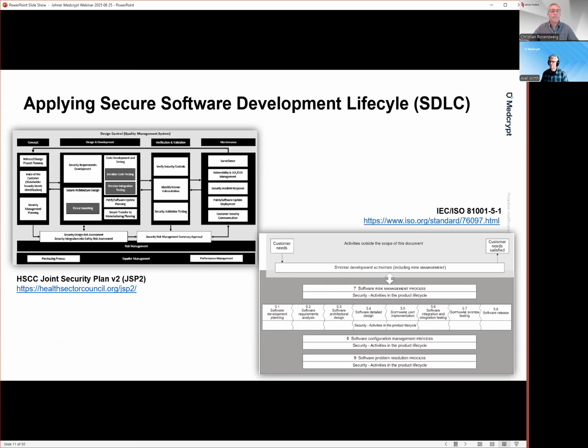So I highly recommend to use the 81001-5-1 for both markets as a basic instrument, and then later on add additional activities coming, for example, from the FDA guidance. Important activities that you should cover within this secure development lifecycle is security planning, security risk management based on threat modeling and on SBOM for third-party component vulnerabilities, security requirements engineering, security architectural design, security testing, including pen tests, security release, and security post-market activities like vulnerability and incident management.